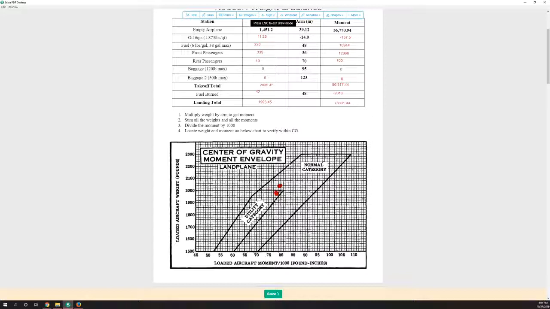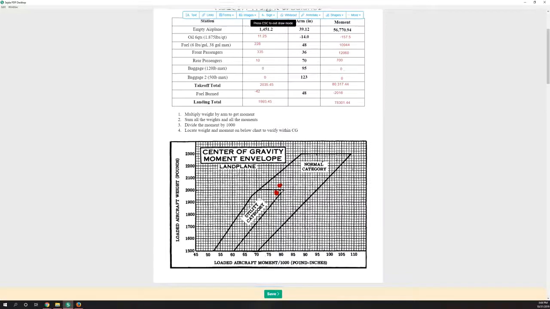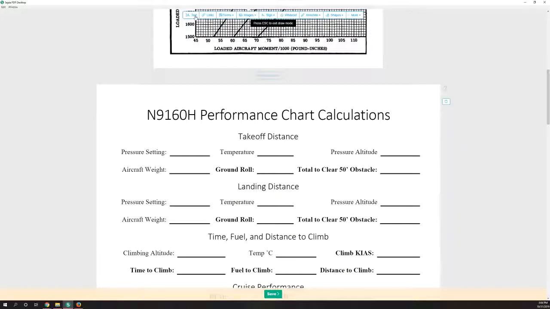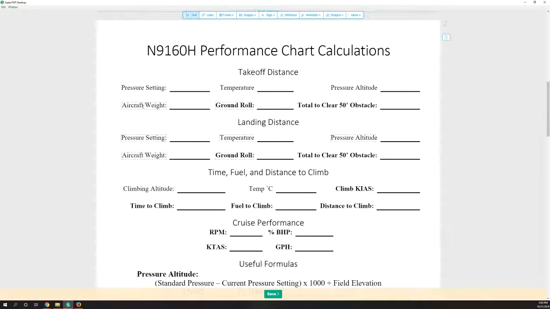So here's our aft CG, here's our forward CG, and if we weigh too much, we would be out there. So it does not matter the difference between utility and normal category. So we are good. Our weight and balance passes the test. So now we're going to go on to the rest of this stuff.